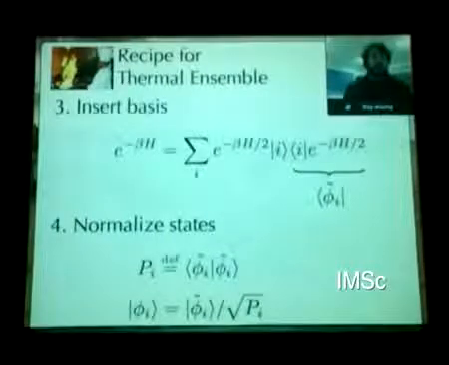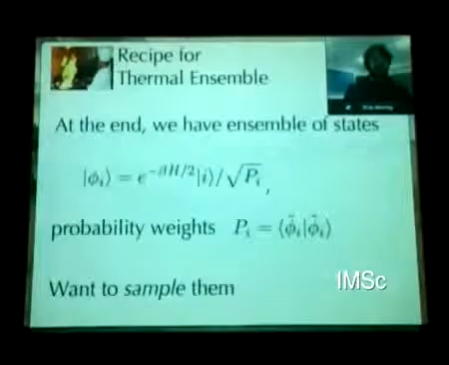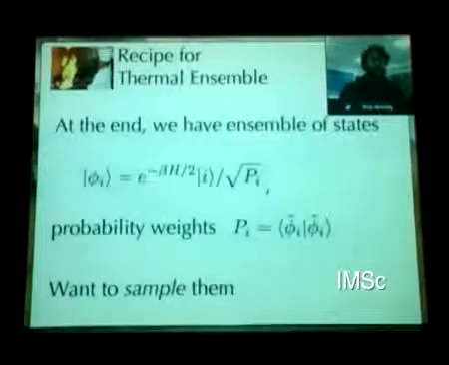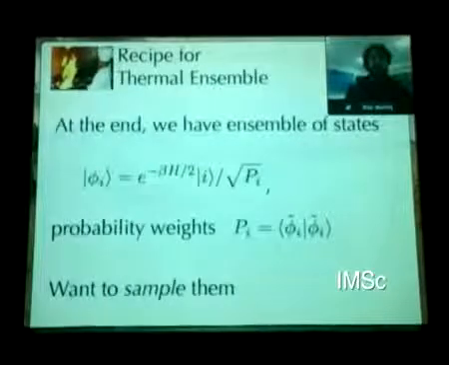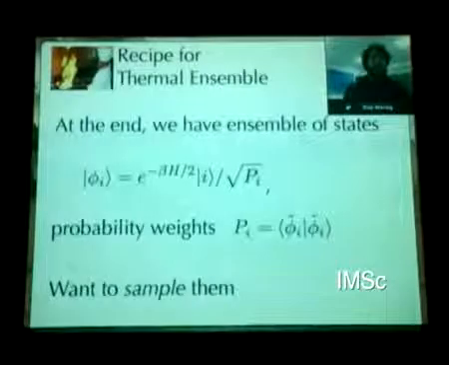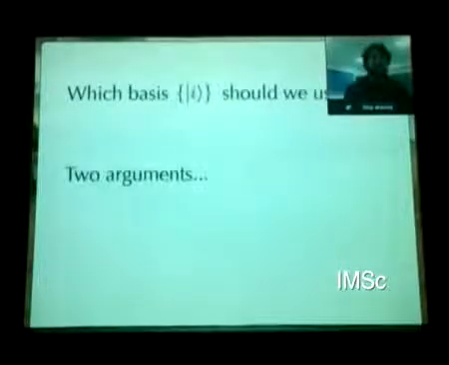But the thing is, you have to normalize the states. The states don't have to be orthogonal to each other, but they do have to be normalized. And normalizing actually gives you what these weights p I are. So at the end, you apply e to the minus beta H over 2 to your basis states I, you normalize them, and that gives you p I. It's easy to show that if you sum up the outer products of the phi I weighted with the p I, it recovers the density matrix. So you've made one of these ensembles, and now you want to sample the phi I with the relative probability p I. So you want to take a random walk in the space of the phi I's. And if you take an expectation value, you're guaranteed to get the right thermal average.